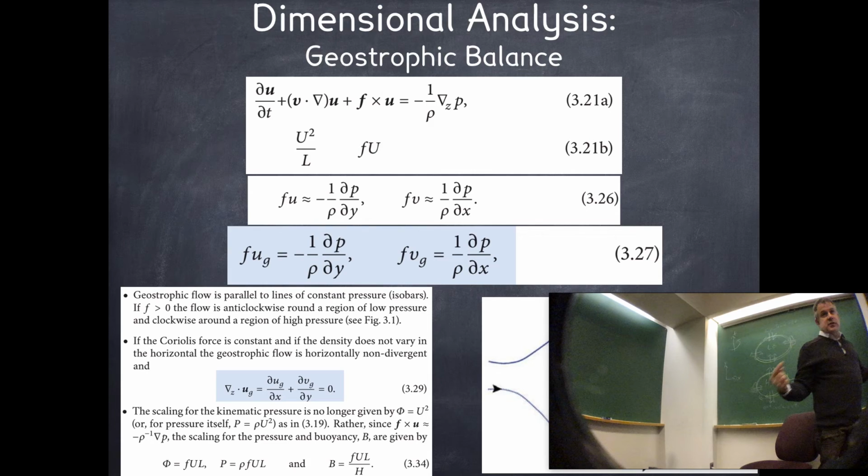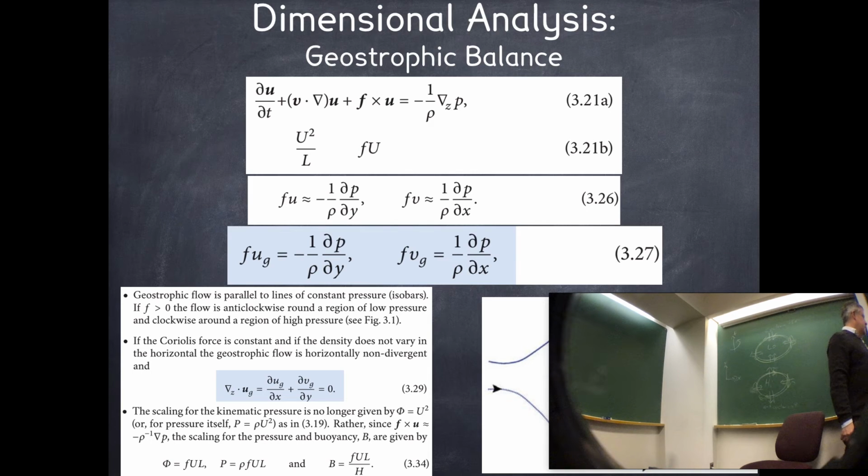Okay? The Coriolis force is constant, and if the Coriolis force is constant and the density does not vary in the horizontal, the geostrophic flow is horizontally non-divergent. So he doesn't even mean the Coriolis force is constant. He means if F is constant, which is a bit frustrating.